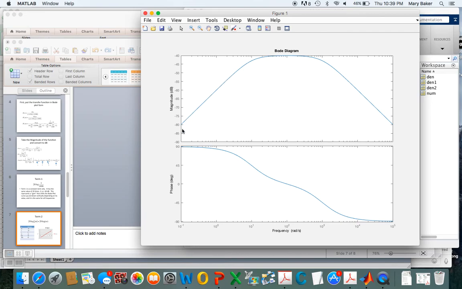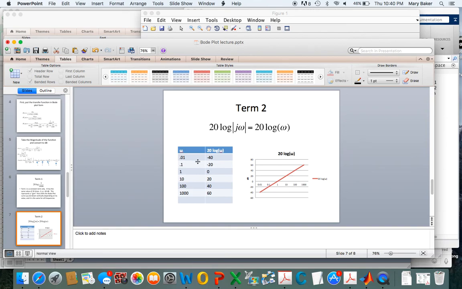Here's that plot. So here is that early low frequency behavior that is governed by term 2. It's your 20 dB per decade slope. When you reach this omega equals 10 value, you pick up a negative 20 dB per decade slope, but this one is still there. So remember, coming back here, this term is contributing this positive slope from the lowest possible frequency to the highest possible frequency. So that's always going to be present.